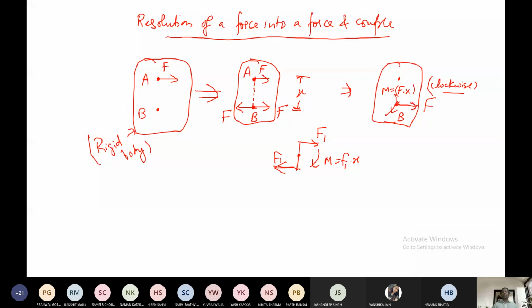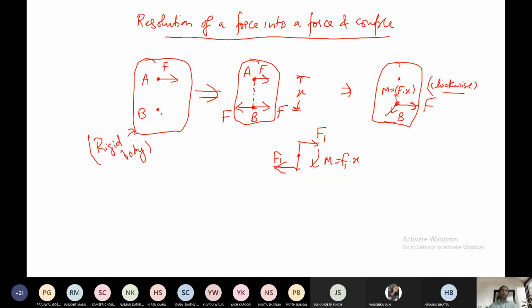So we have shifted the force which is acting at point A to act at some other point B together with a couple, whose moment is F into X. So this theorem is clear to you. I am again repeating, if a force is acting at the point A, we can shift it to another point B together with a couple, whose moment is F into X.